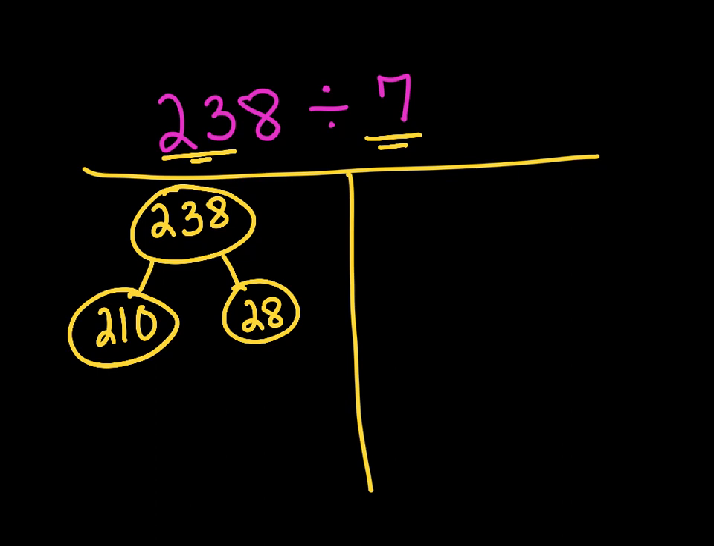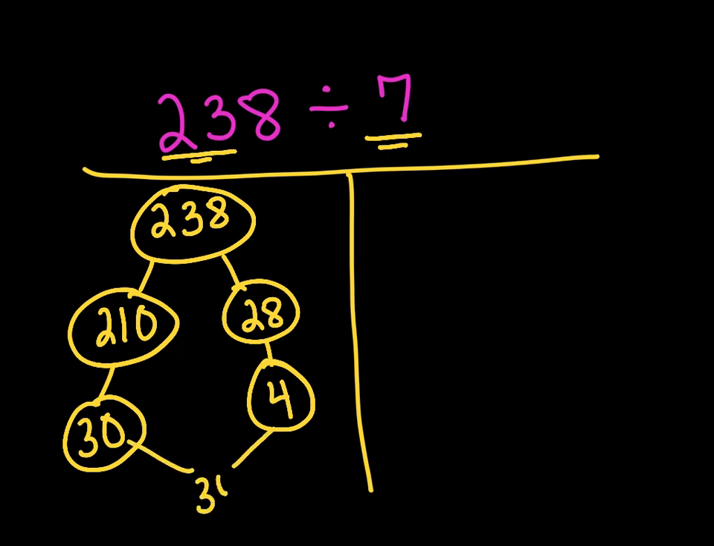Now this is perfect because we can divide both of those numbers by 7. So 7 goes into 21 3 times with a 0. 7 can go into 28 4 times. So 30 plus 4 is 34.